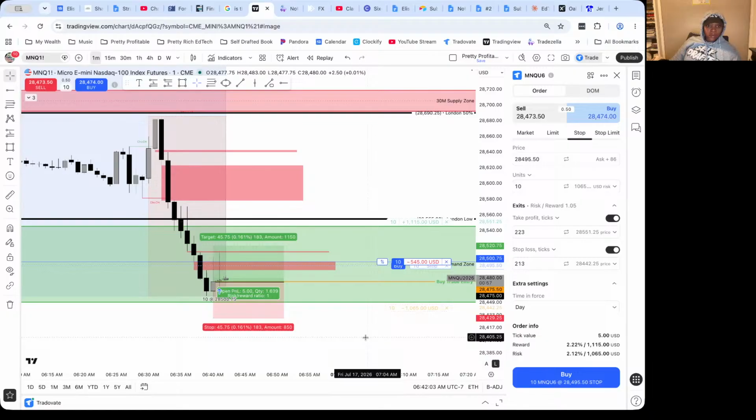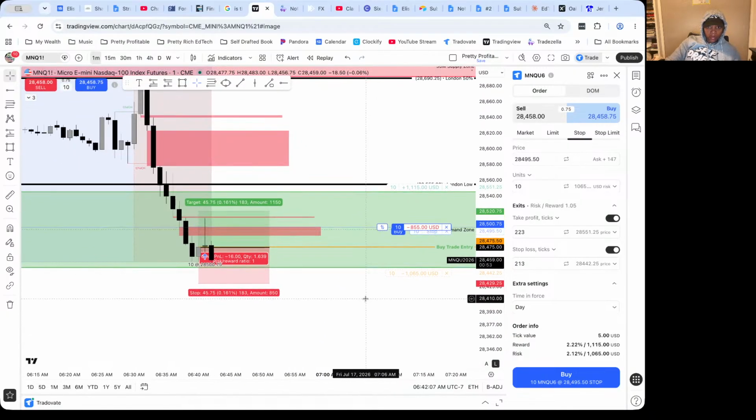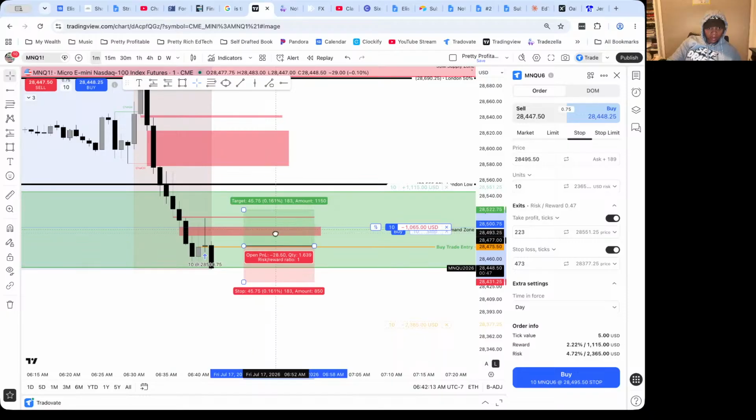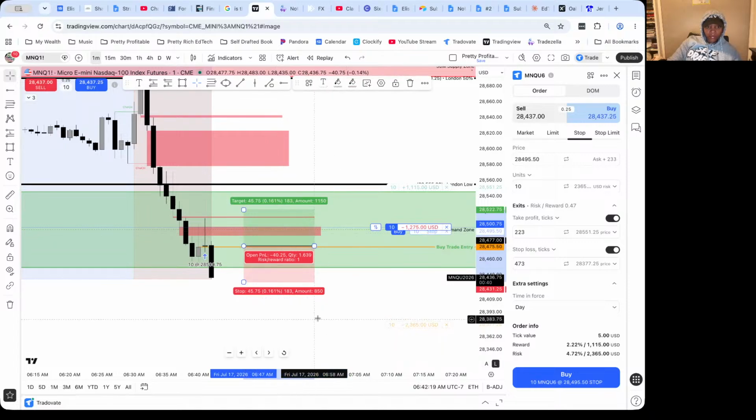It did still close above it, so I do want to be... Oh, there go the wick. That's a better rejection candle. Is this where I got in at? Let me see, y'all. I did get in that rejection. Okay. Look at this, y'all.